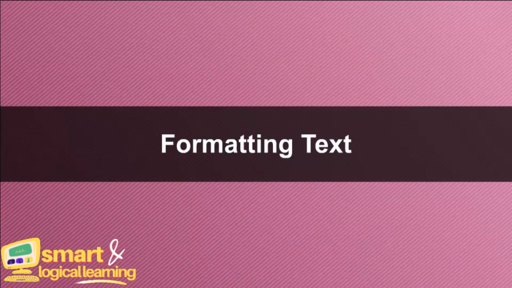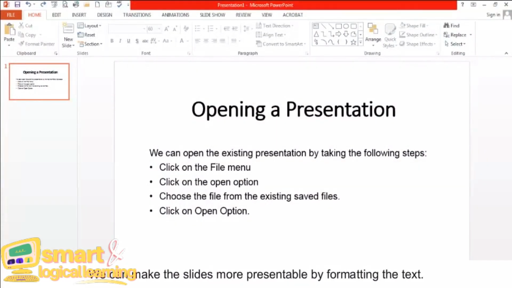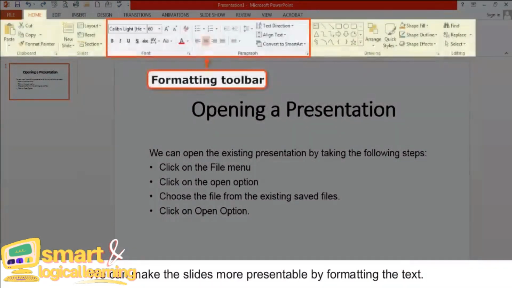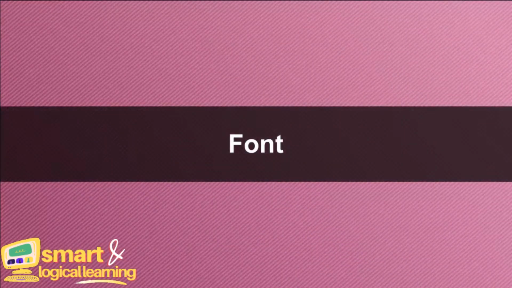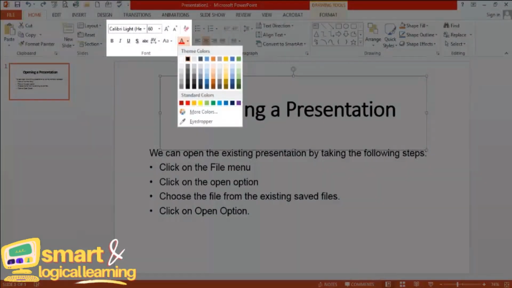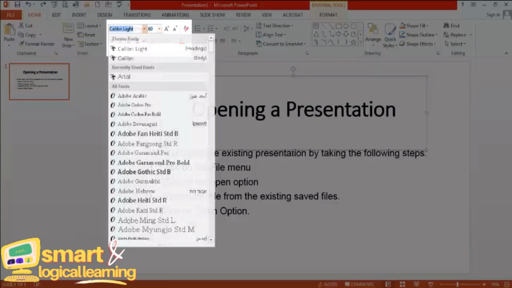Formatting text. We can make the slides more presentable by formatting the text. We can format the text through two options: Format menu or Formatting toolbar. The main formatting options are Font. With this option, we can change the font color, size, and style of the font.